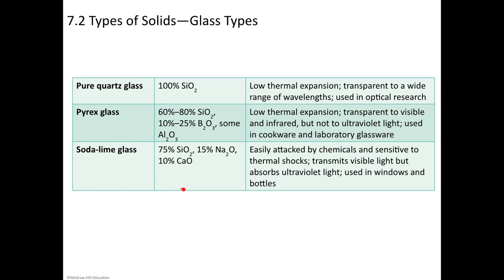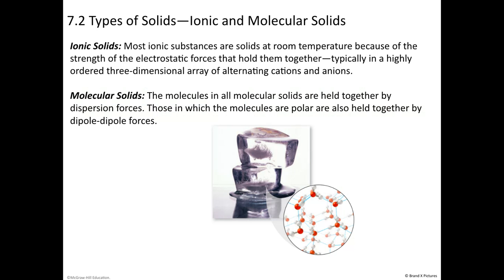Soda lime glass is not really common in the lab because it's very easy to be attacked by chemicals, thermal shocks and light. They absorb ultraviolet radiation. Windows and bottles use this, but in terms of a chemistry application, not so applicable. So as we continue to classify, we have crystalline versus amorphous.